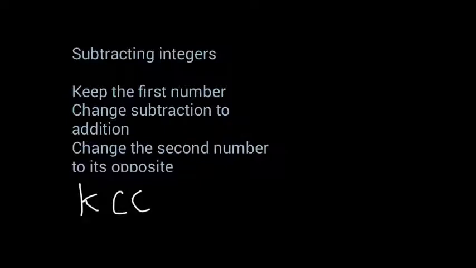So let's say we have 5 minus 12. We're going to keep that 5 as being 5. We're going to change our subtraction to addition and change our 12 to its opposite, which is negative 12. Now we have an addition problem and we follow our addition rules. Different signs means I subtract. 12 minus 5 is 7. And 12 has a greater absolute value, and it's negative, so our answer is negative 7.